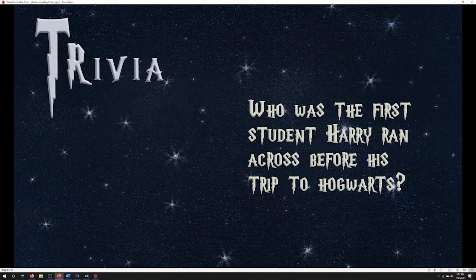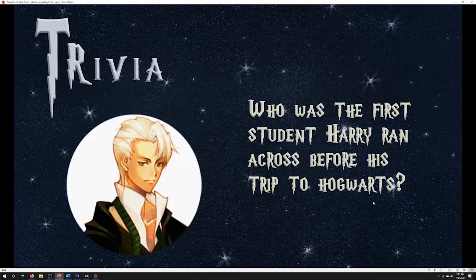If you've read the books, think back before Harry got on the train, when he was buying his first wand, his owl, the robes, whenever he took a trip to Madame Malkin's Robes for All Occasions. Well, if you said Draco Malfoy, then you are correct. Draco Malfoy was probably the very first student that Harry ever ran across.